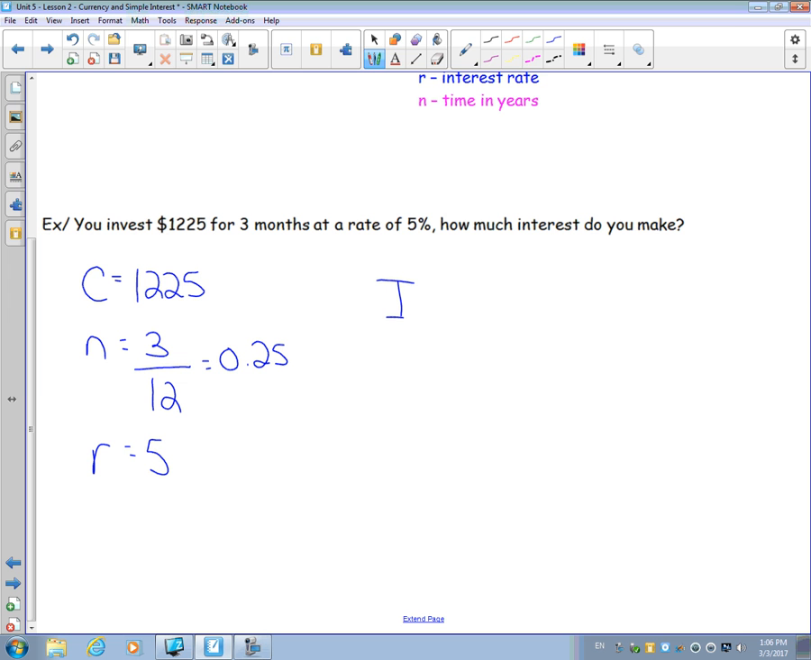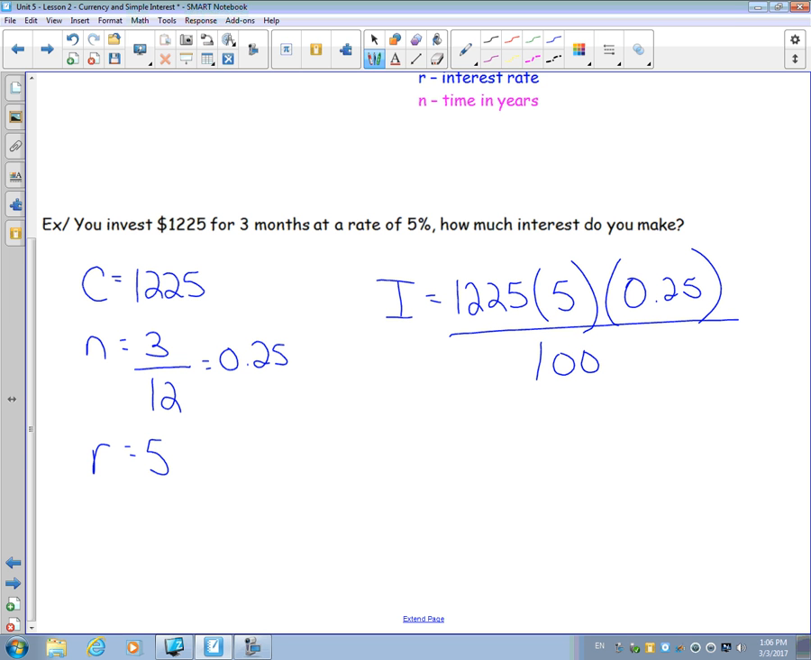So when I go to my interest equation, my C was 1225. My rate, we said it's 5. My time is 0.25. And I'm going to divide that rate by 100 so I create my percentage idea. Put it all into your calculator, and you should end up with $15.31. Okay, now, some people like to do that conversion, the 5 divided by 100, right off the bat, so they can just deal with decimals. But the formula we're going to be given or working with is written with the 100, so it's kind of your choice.